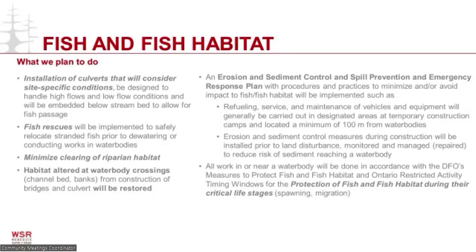To mitigate or reduce the impact of these potential fish and fish habitat effects, properly sized culverts allowing fish passage will be used. Fish rescues will be done. Habitat next to watercourses and water bodies, also known as riparian habitat, will be minimized. Habitat will be restored at water crossings. Construction will be timed to avoid impacts to critical life stages of fish, and erosion and sediment control and spills prevention and emergency response plan will be developed and used.